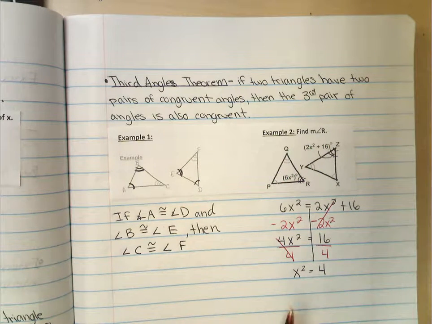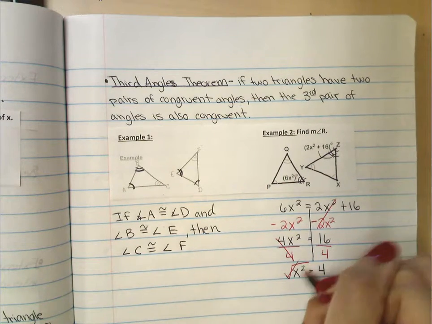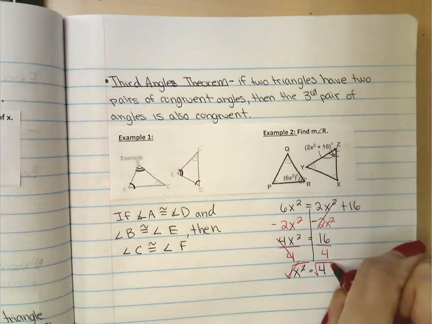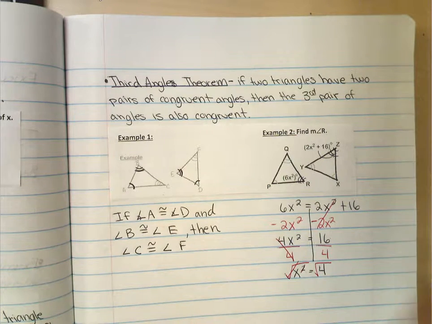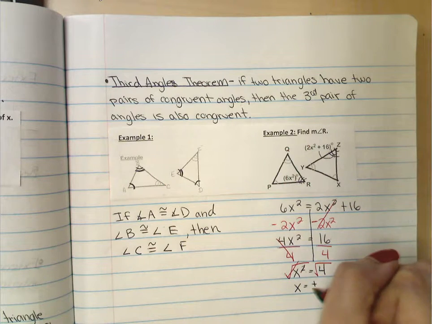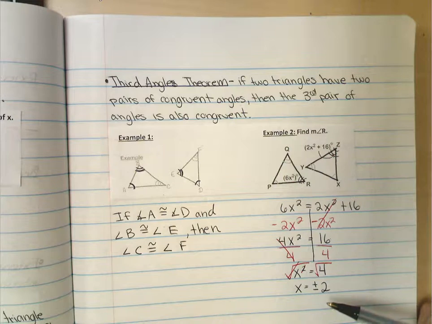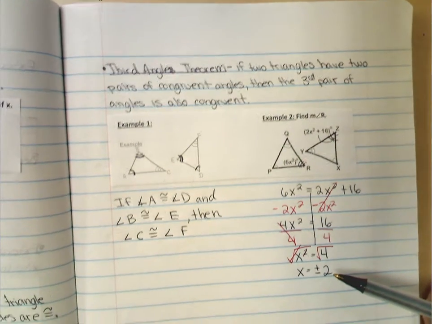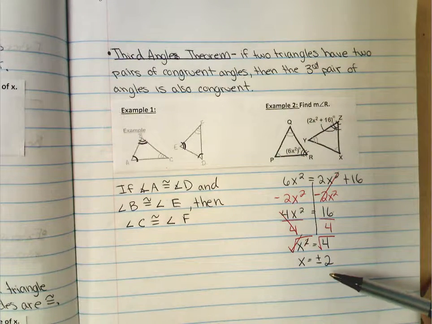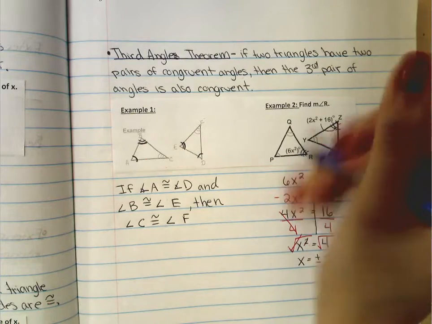I'm still not done because now for the last step I have to get rid of the exponent. The opposite of the square is square root, so that cancels it out. I have to do it to both sides. The square root of 4 is positive and negative 2. Anytime you take the square root of a number, you always have two answers. So my x value is positive and negative 2. I have two x values. Then they're asking me to find the measurement of angle R, which is this one here.